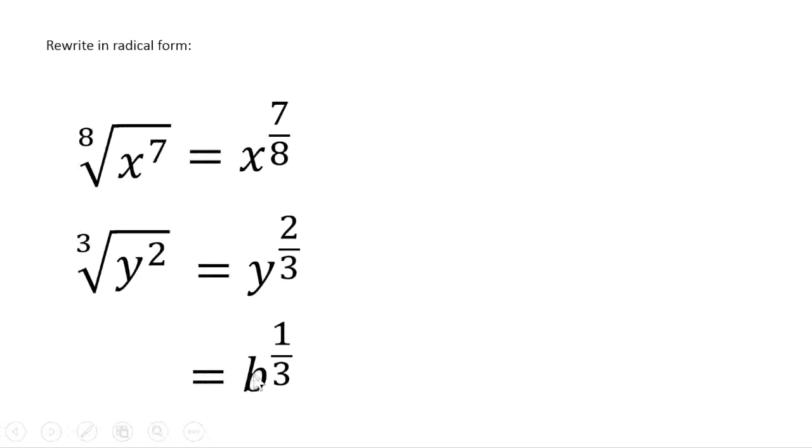This 1, though, this would be b to the first power. However, whenever it's to the first power, we don't write it. So it's just going to be the cube root of b, that's it. There is not going to be a 1 written there. We just don't write it. It takes too long.